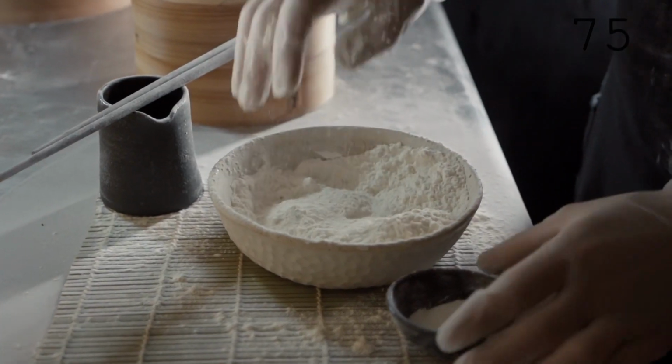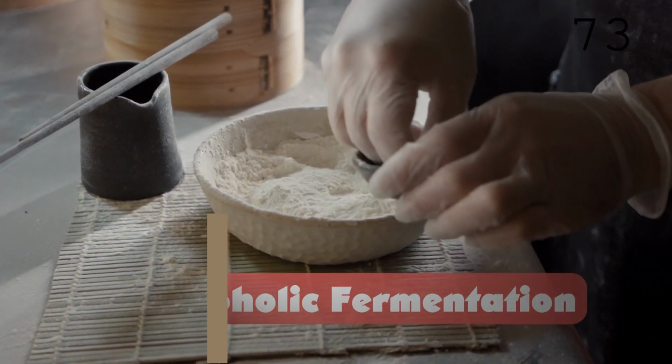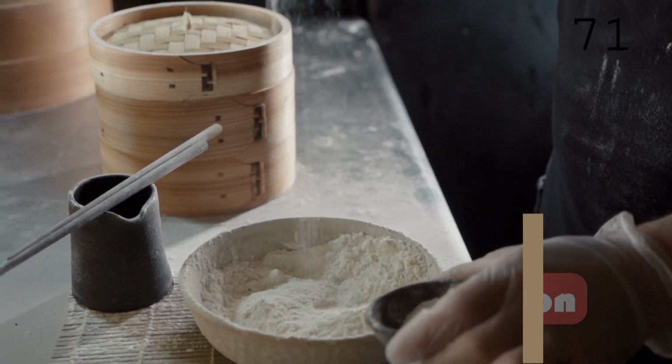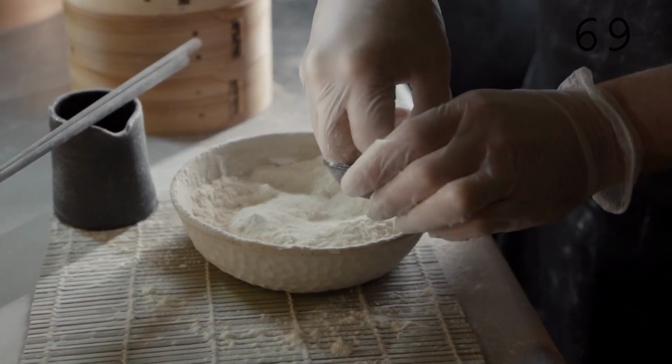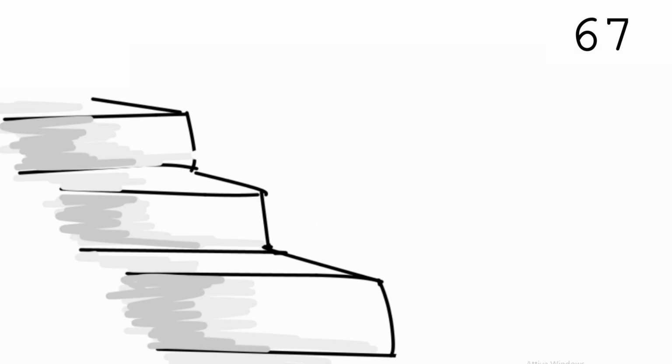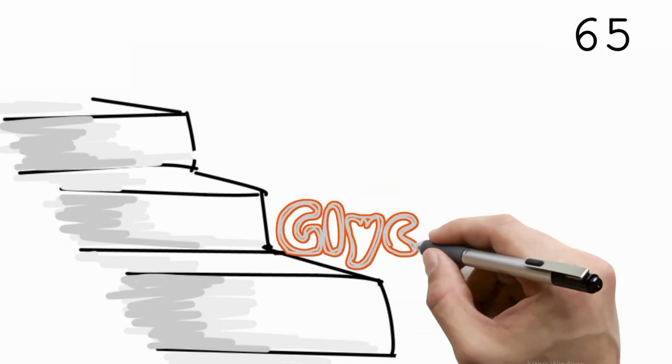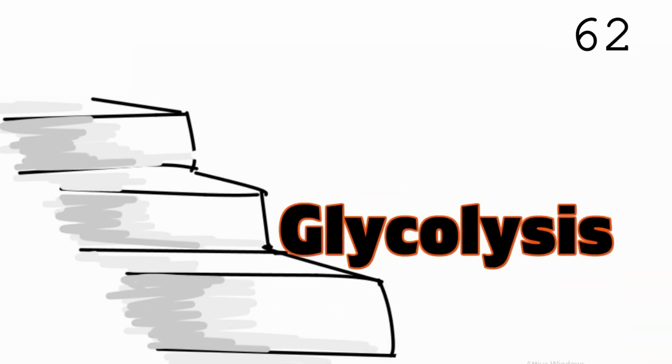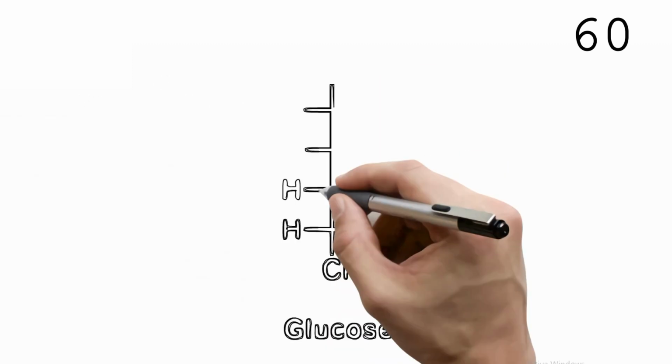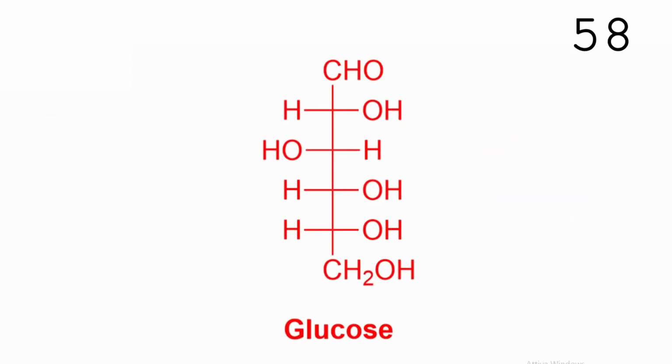Indeed, if yeast is added to the flour, it gives rise to alcoholic fermentation. But how is this process made? The process comprises more steps. The first one is glycolysis. During this step, yeast feed on glucose, which is in the flour starch.